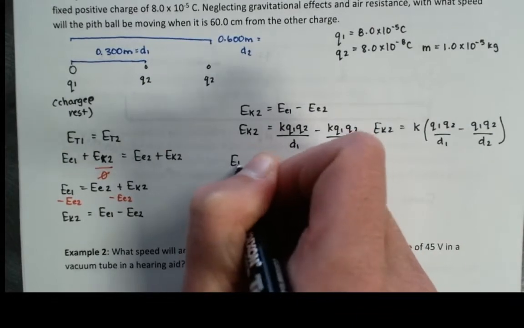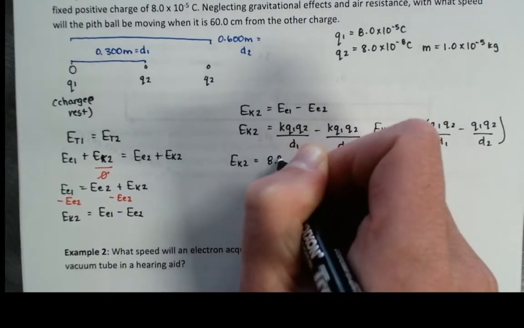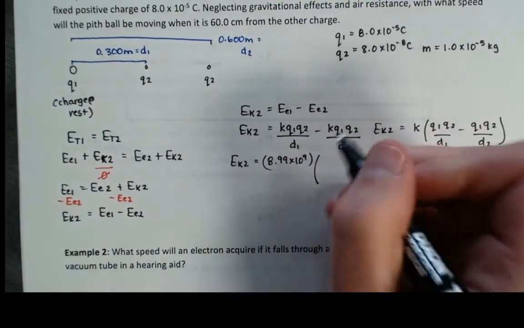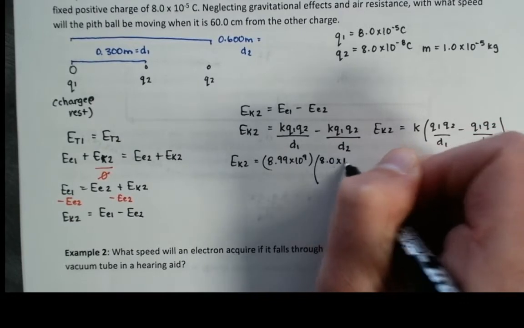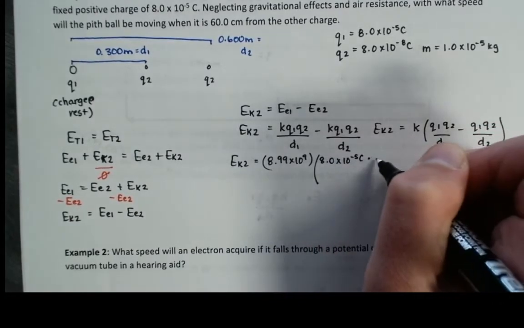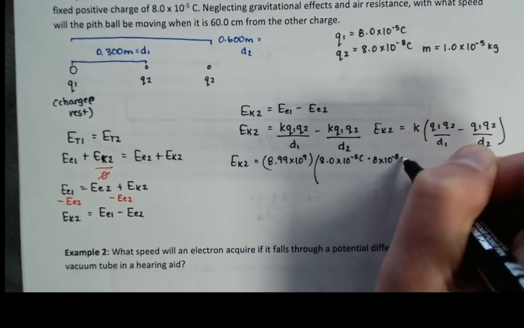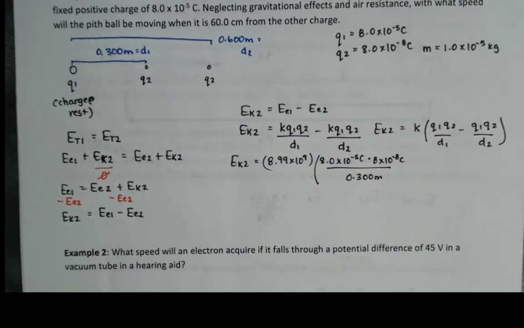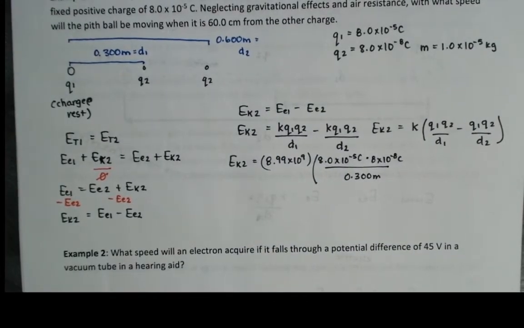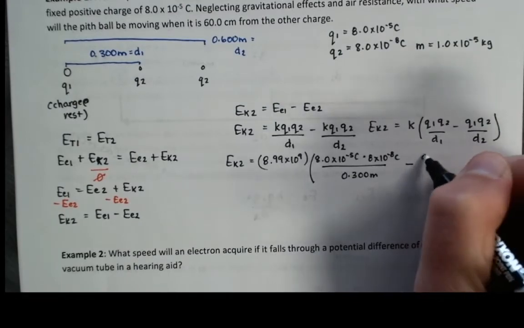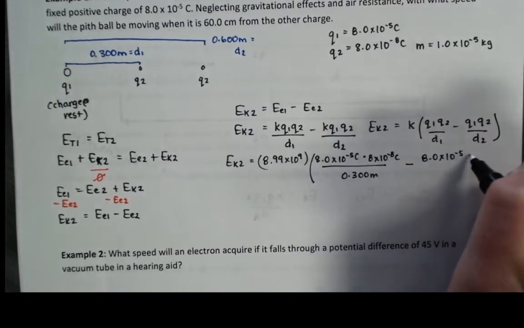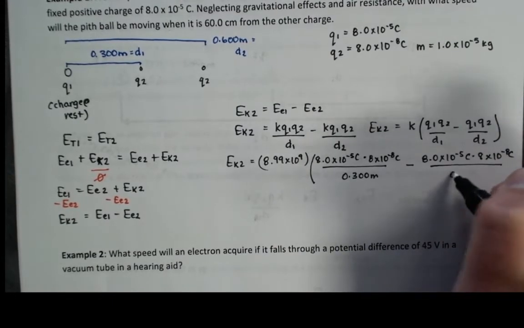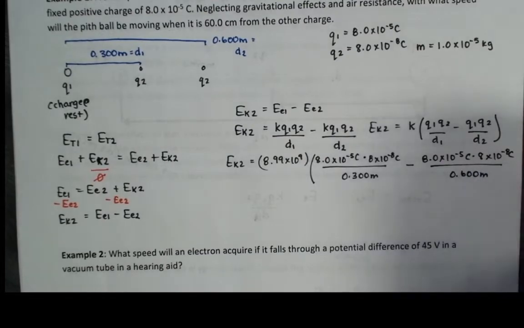Okay, so let's put in our numbers. So K is 8.99 times 10 to the power of 9. Then we have Q1, which is 8 times 10 to the negative 5 times 8 times 10 to the negative 8, divide by D1, which is 0.3. It's not squared. We'll have the same here, but our distance will change. Okay?